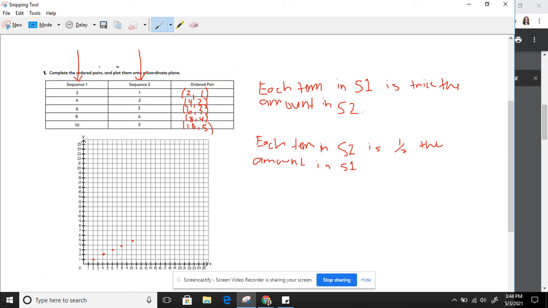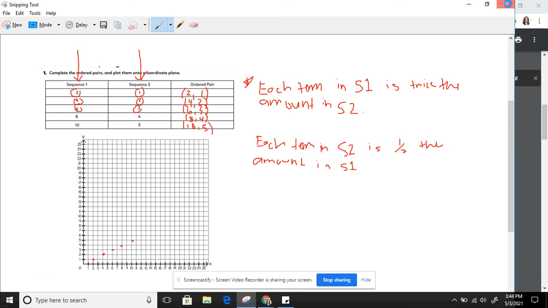Okay, so all you're doing is you're looking at the numbers in sequence 1, you're looking at the numbers in sequence 2, and you're trying to determine the relationship. What's that pattern? Each term in sequence 1 is twice the amount of sequence 2. This number 2 is 2 times bigger than 1. 4 is 2 times bigger than 2. 6 is 2 times bigger than 3. That goes with this rule here. Or you could say that each term in sequence 2 is half the amount of sequence 1. 1 is half of 2. 2 is half of 4. 3 is half of 6. 4 is half of 8. 5 is half of 10.